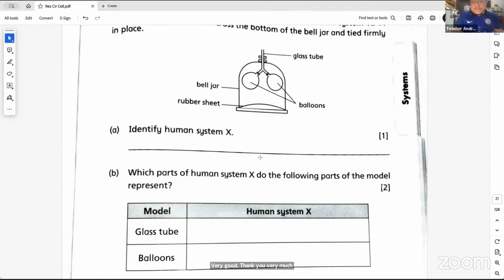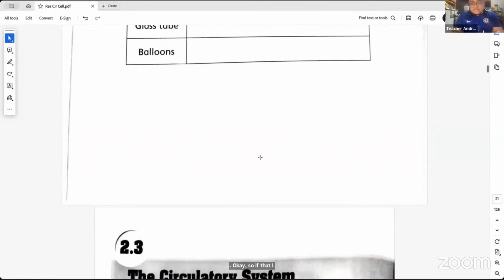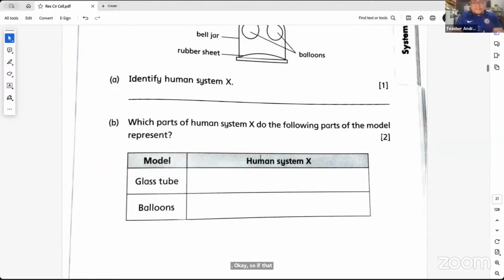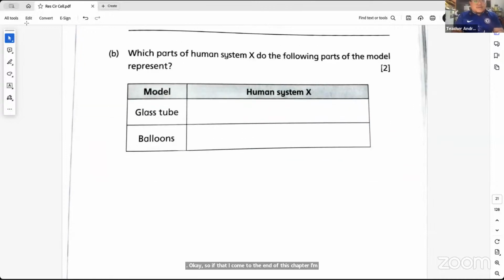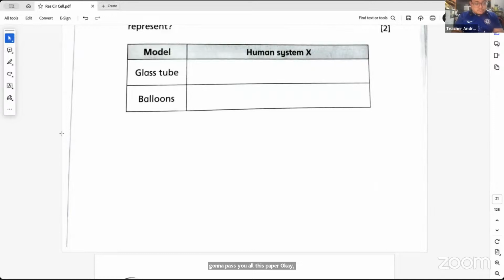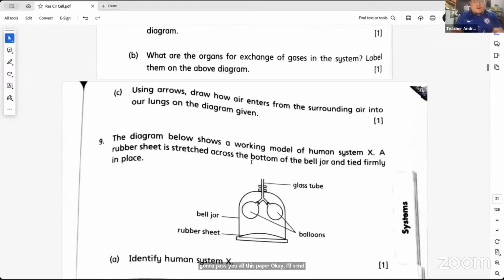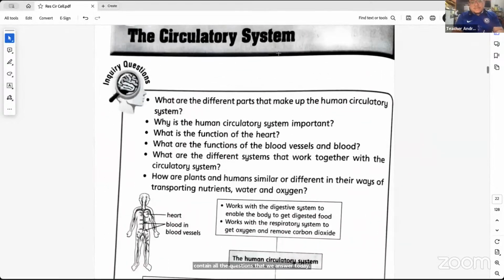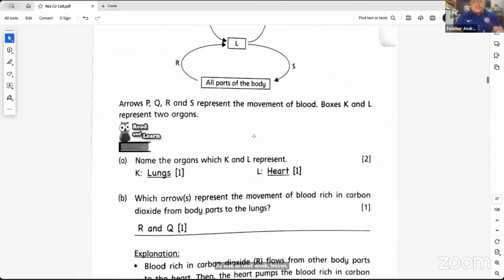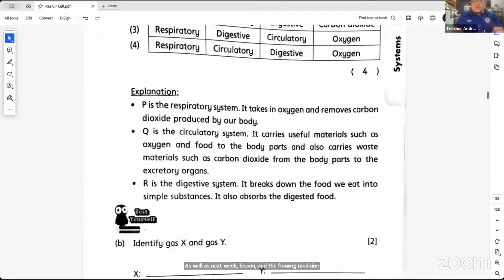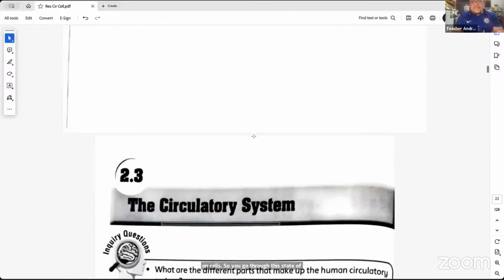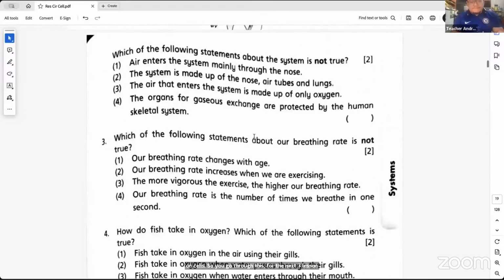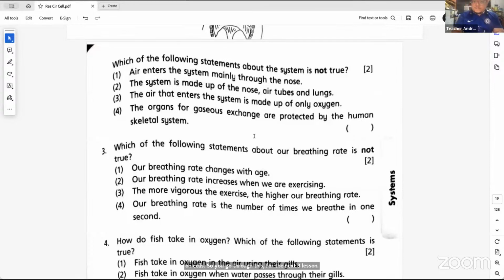Okay. So with that, I come to the end of this chapter. I'm going to pass you all this paper. Later I'm going to send you in Zalo this chunk of paper. This chunk of paper will contain all the questions that we answered today, as well as next week's lesson, circulatory system, and the following week's lesson on cells. So you'll go through this stack of worksheets for the next 3 lessons. So if you are free, do spend time to do the questions at home, so that when we are in lesson time, we can actually go through them together.